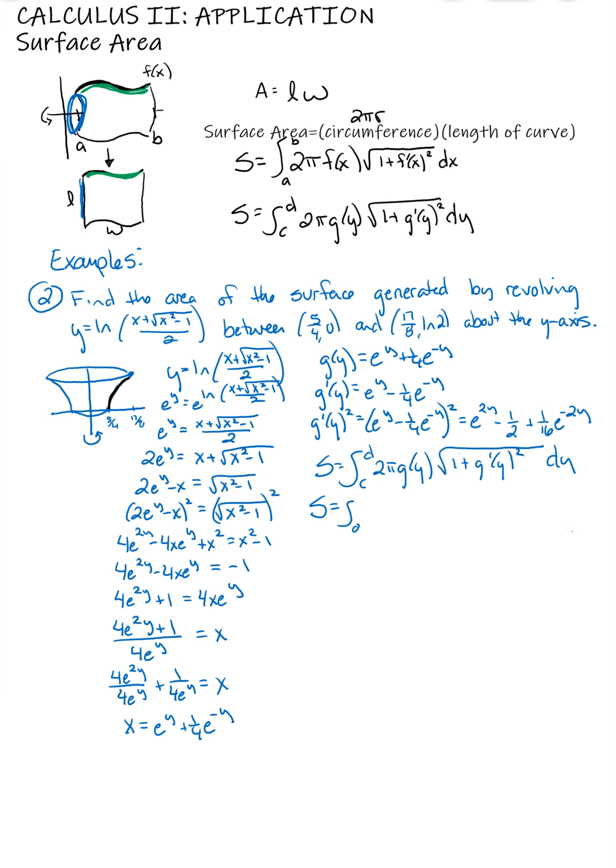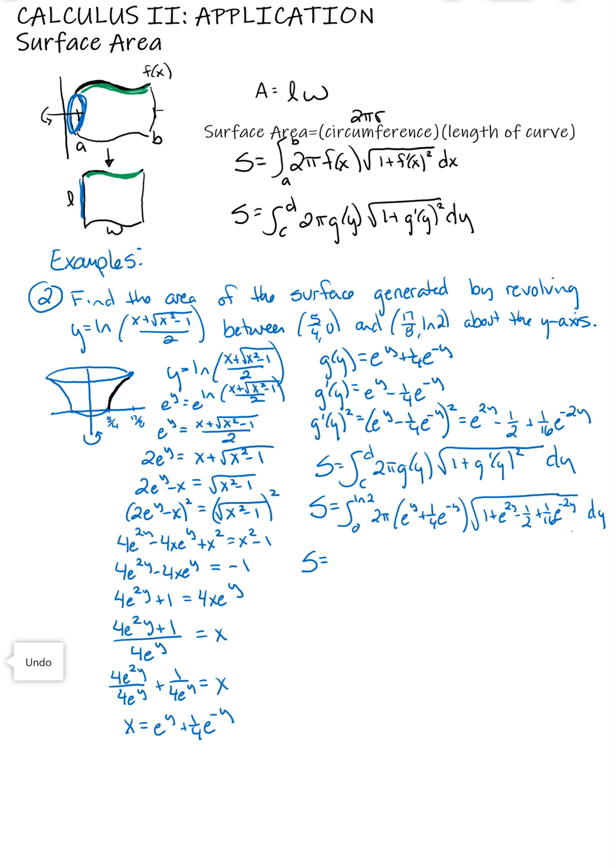So we're going from 0 to the natural log of 2 of 2 pi times g, which is e to the y plus 1/4 e to the negative y, times the square root of 1 plus g prime squared, or e to the 2y minus 1/2 plus 1/16 e to the negative 2y, and dy. All right, let's see. This isn't looking great, but I think it's going to actually end up being not too bad.